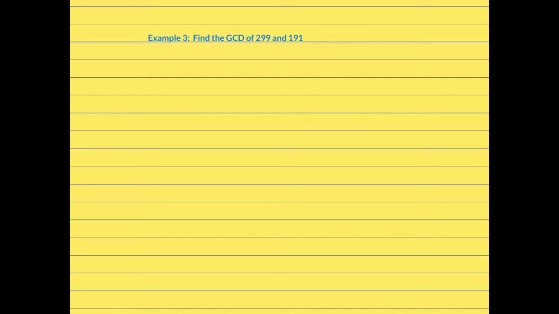Example 3. Find the GCD of 299 and 191. This problem is going to be a little bit longer. 299 is equal to 1 times 191 plus a remainder of 108. Now we're going to repeat on 191 and 108. So 191 is 1 times 108 plus a remainder of 83.